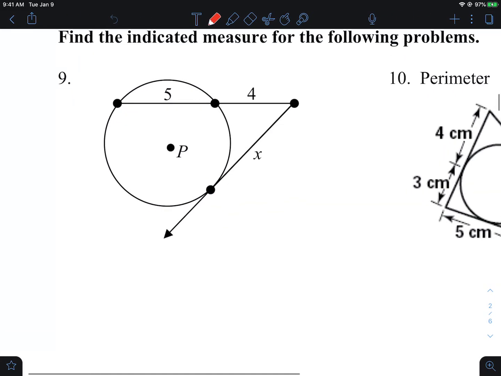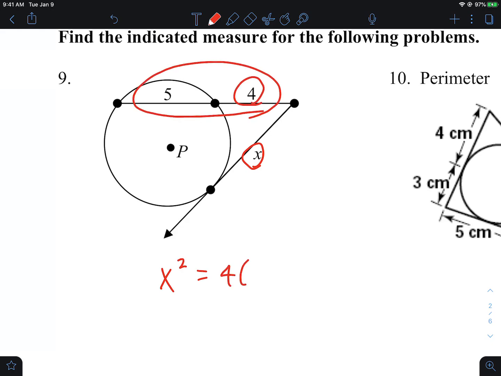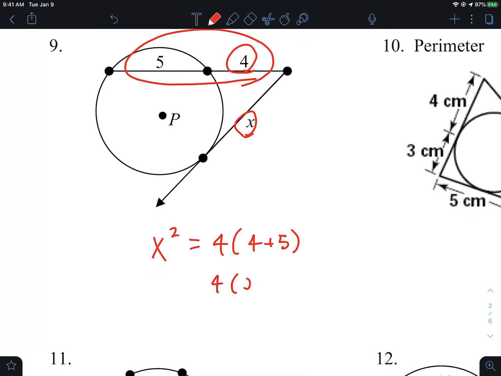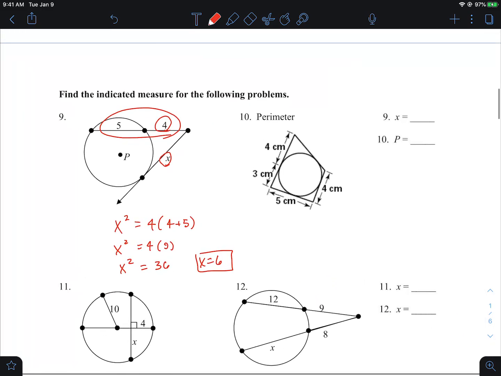So that's going to be here x squared, and then that's going to equal 4 times the sum of those right there, 4 plus 5 right there. Okay, so basically 4 times 9 right there, and that will be 36. And then to undo the square, we square root, and that'll get us x is 6 on that right there. So using one of those formulas.